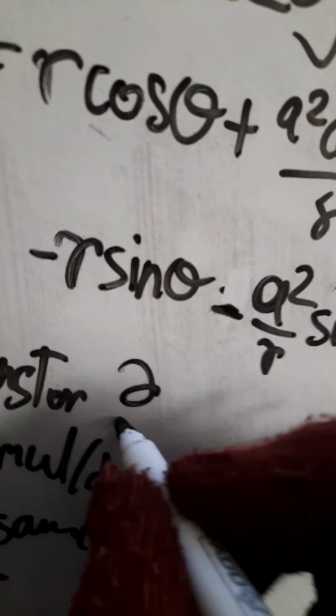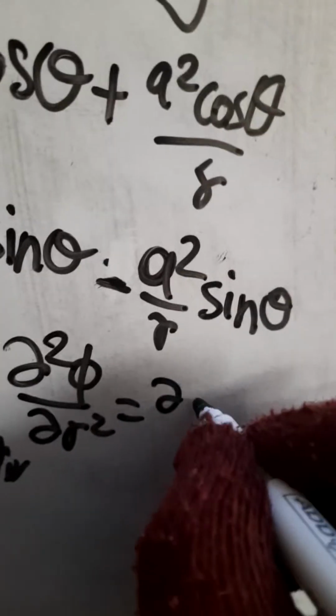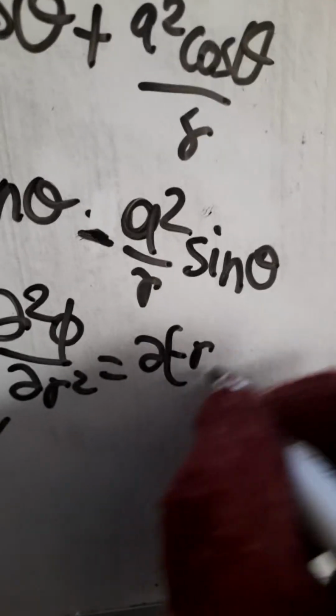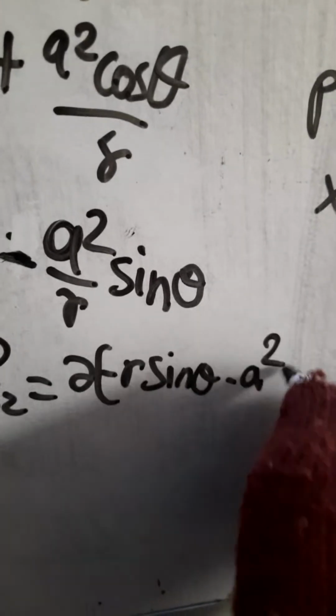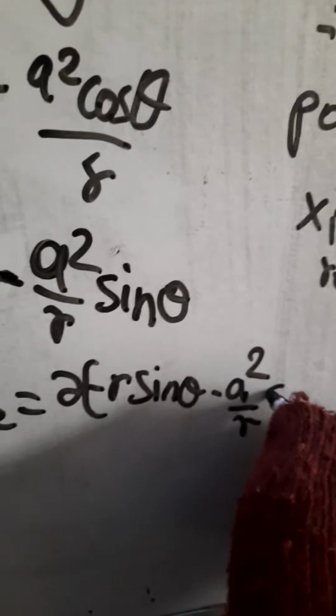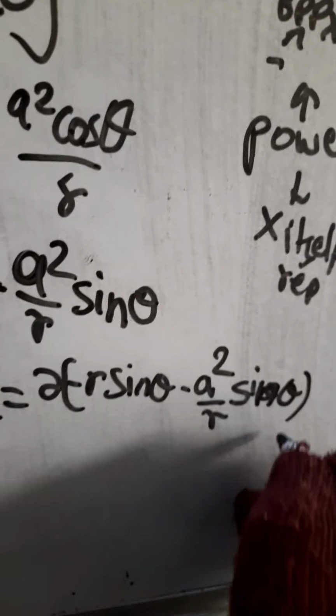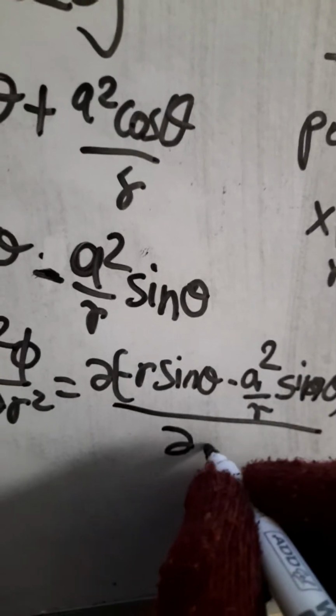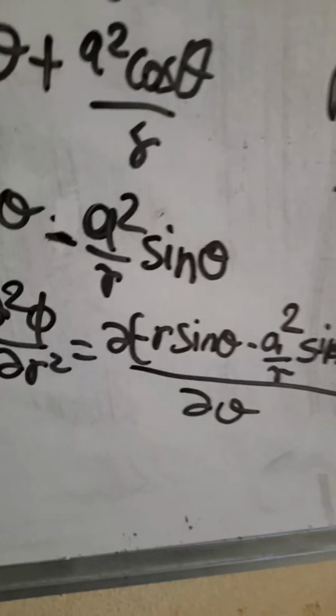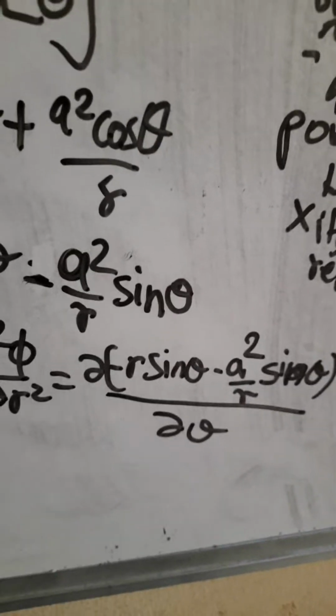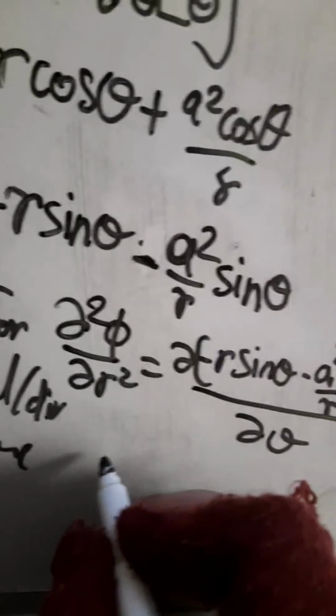Now what I would do is take the double derivative. Del square phi by del r square is equal to del of minus r sin theta minus a square by r sin theta by del theta. Now we have to do this again, do the whole process again.